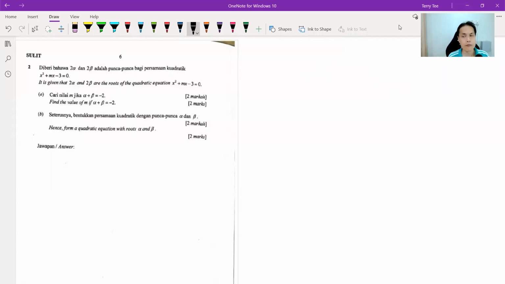Question number 2, this is from Form 4, Chapter 2, Quadratic Function. You're given that 2 alpha and 2 beta are the roots of this quadratic equation. Find the value of m if alpha plus beta is -2.